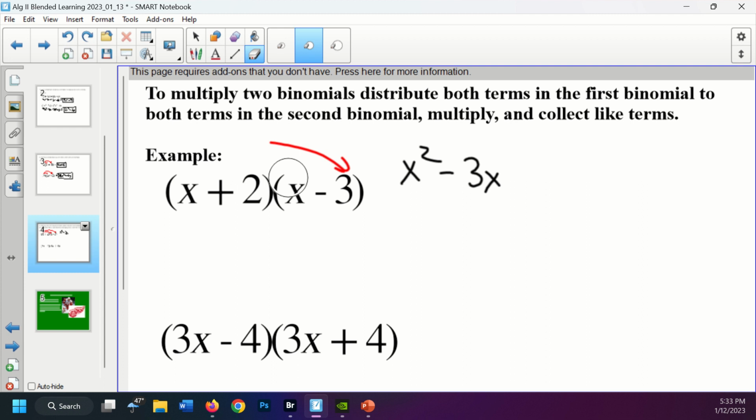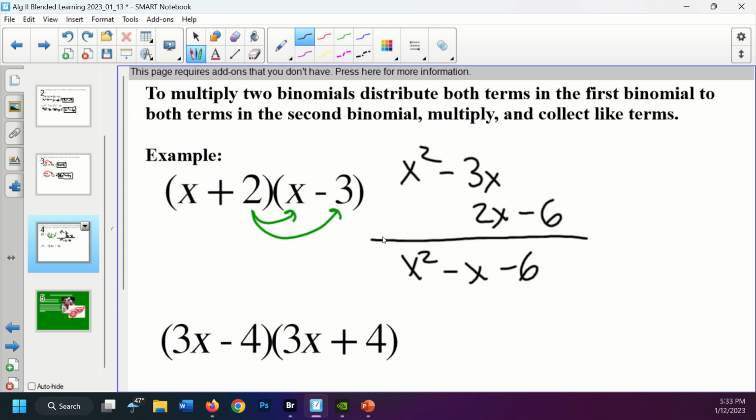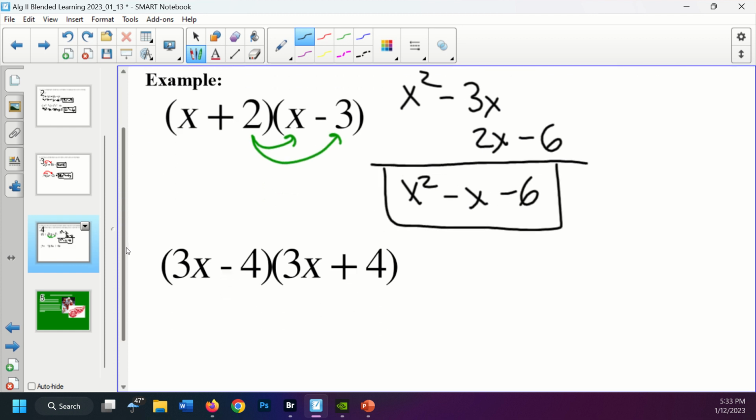After I've completed that, because I've multiplied x times both of the terms in the second binomial, now I'm going to come over and multiply the second term in the first binomial by both terms in the second binomial. So 2 times x is 2x, and then 2 times negative 3 is negative 6. I am going to just collect my like terms, and you'll notice I stacked like terms. I'll have x squared, and then negative 3x plus 2x is negative x, and then minus 6. I'll put a box around that, and we're done with this one.